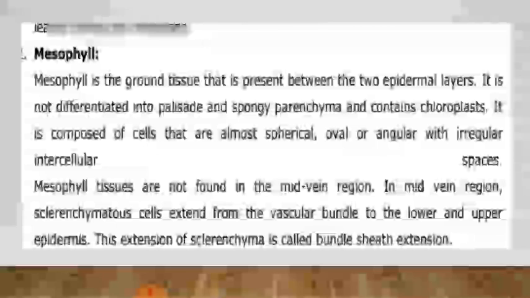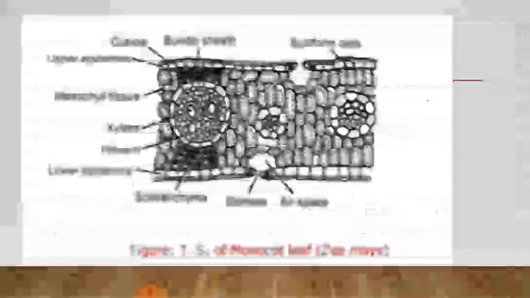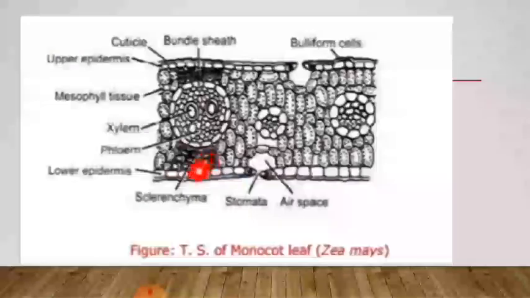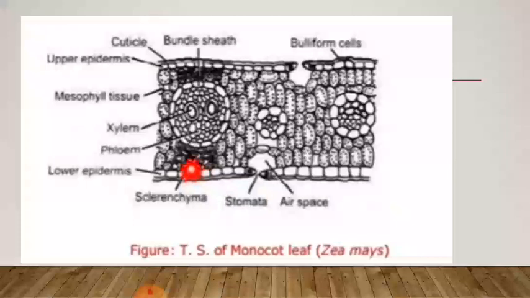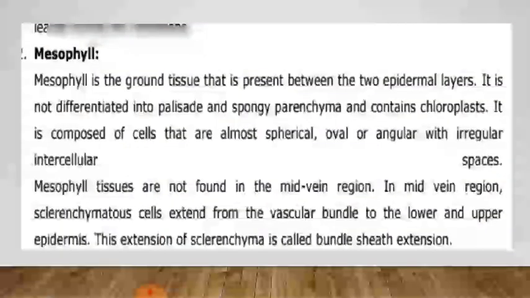Mesophyll tissues are not found in the mid-vein region. In the mid-vein region, colorless parenchyma cells extend from the vascular bundles to the lower and upper epidermis. The extension of parenchyma is called bundle sheath cells. These extensions, found in some places, are known as bundle sheath extensions.